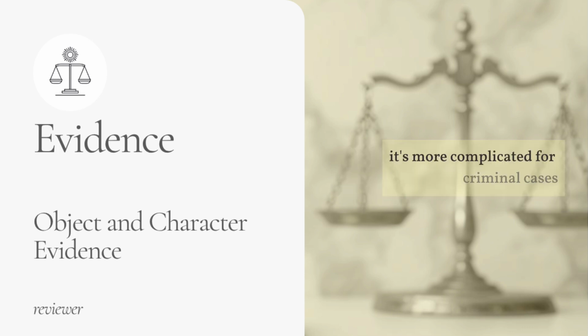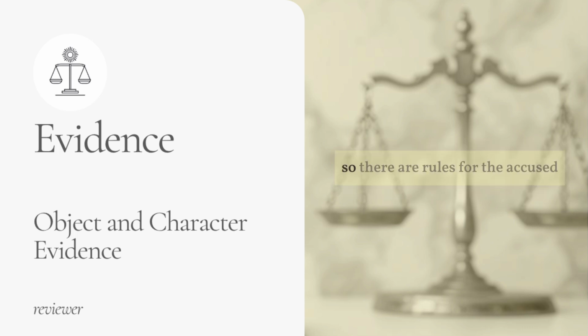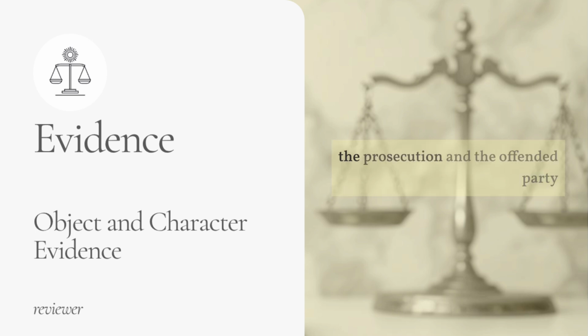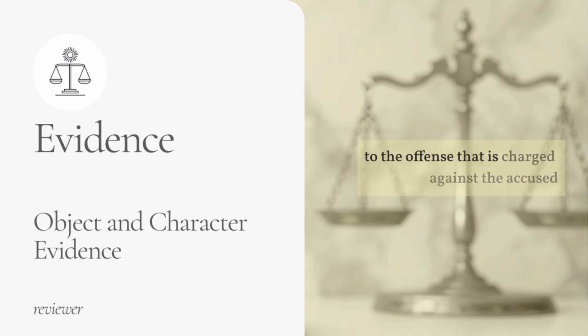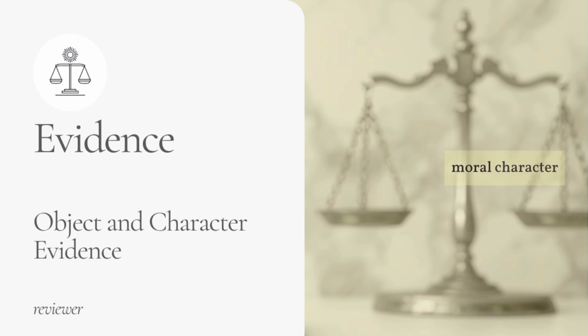It's more complicated for criminal cases. There are rules for the accused, the prosecution, and the offended party. The accused may prove their good moral character if it's pertinent to the moral trait involved in the offense charged. So if there's a moral trait relevant to the offense charged against the accused, then the accused can introduce evidence to prove their good moral character.